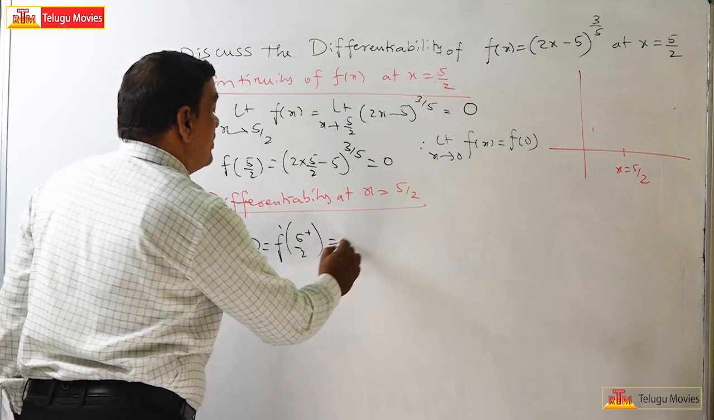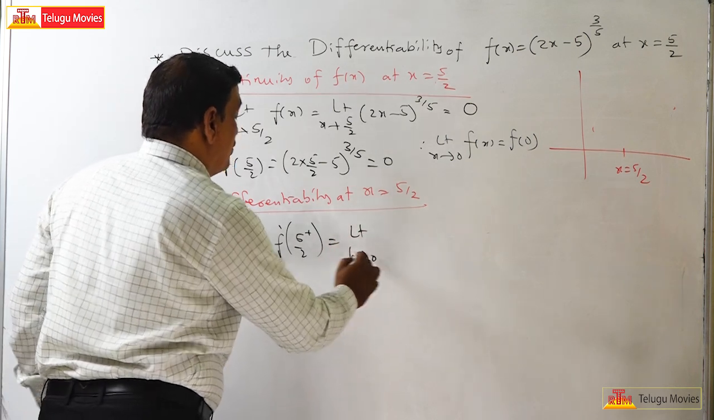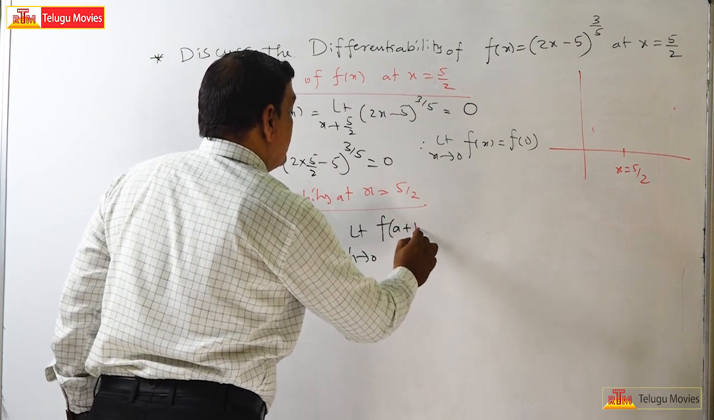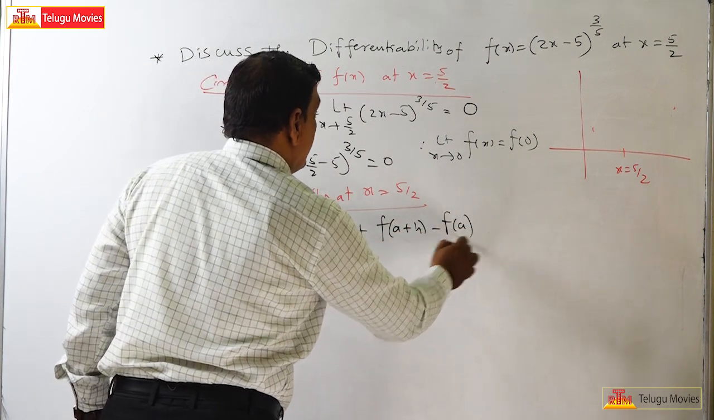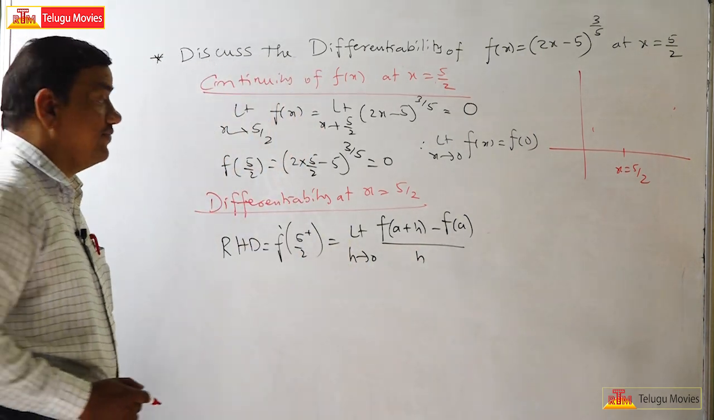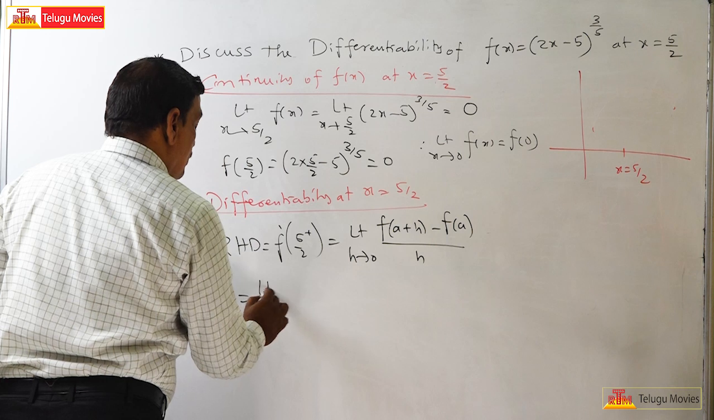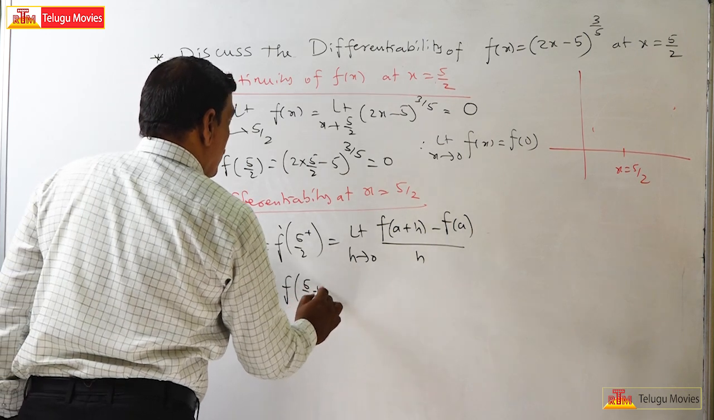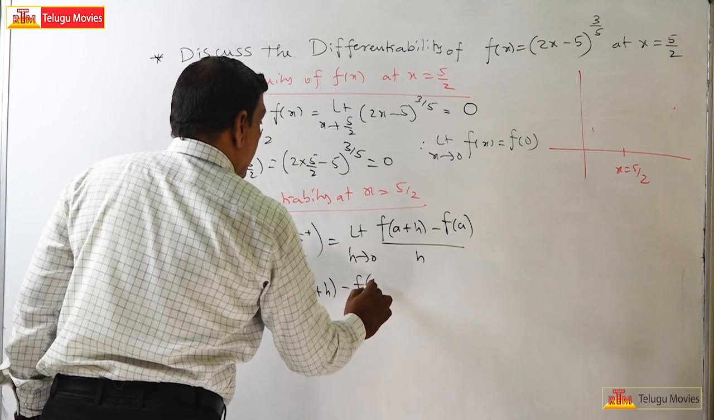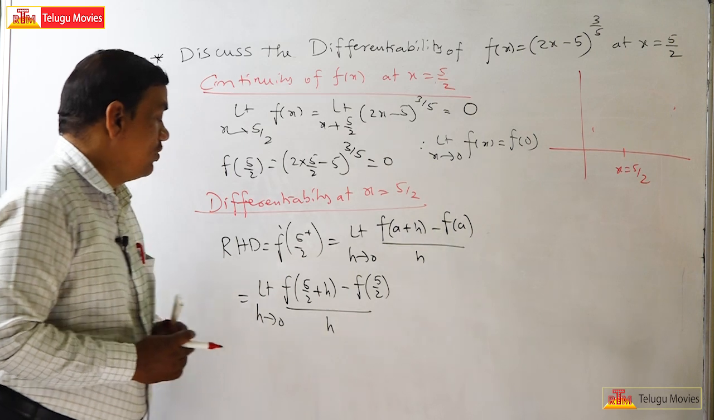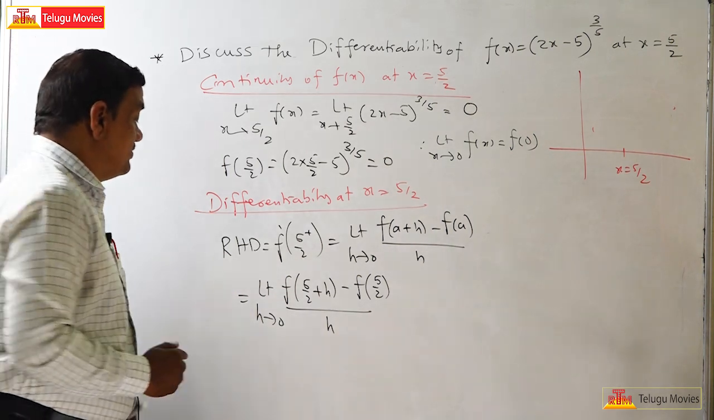What is the formula we have? Limit h tends to 0, f of a plus h minus f of a, by h. That is the formula we have. Here a is 5 by 2. So this is equal to limit h tends to 0, f of 5 by 2 plus h minus f of 5 by 2, whole divided by h. Let us find out this value.